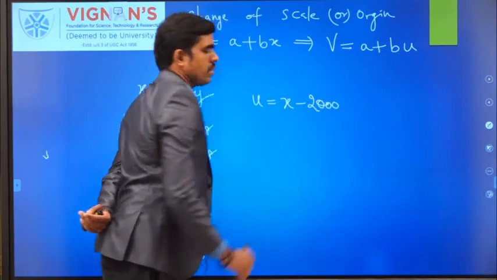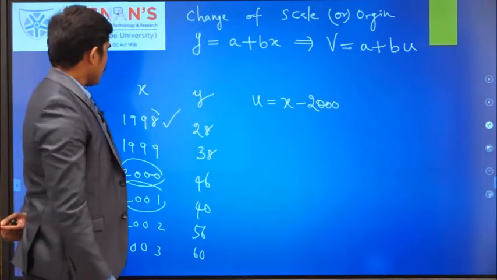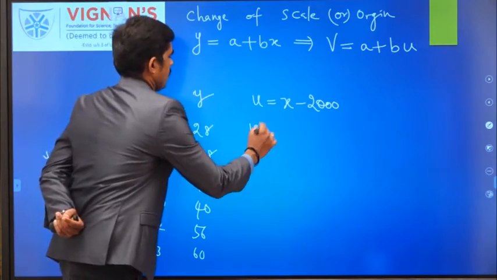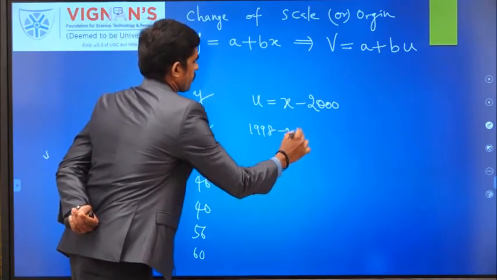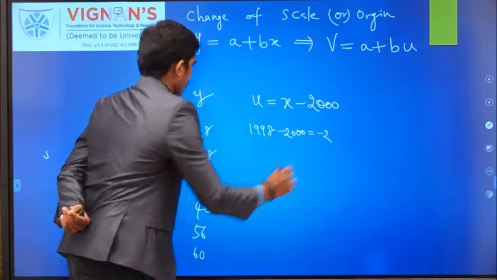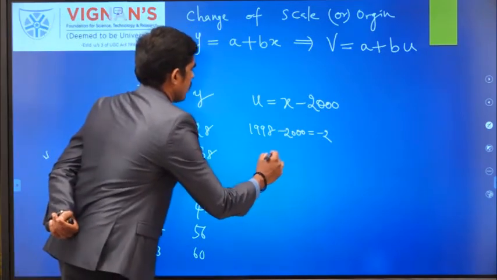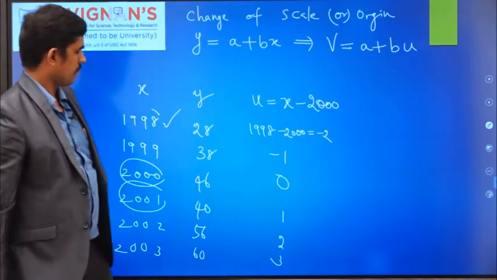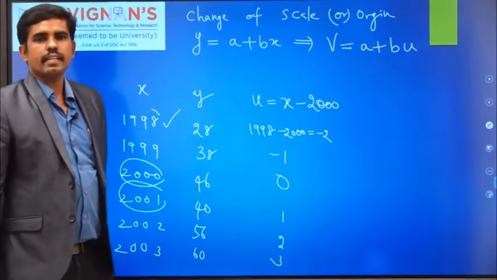It is your wish. So for the u values: 1998 minus 2000 gives minus 2. In this way, 1999 minus 2000 gives minus 1, then 0, 1, 2, 3. In this way you can find the u value.